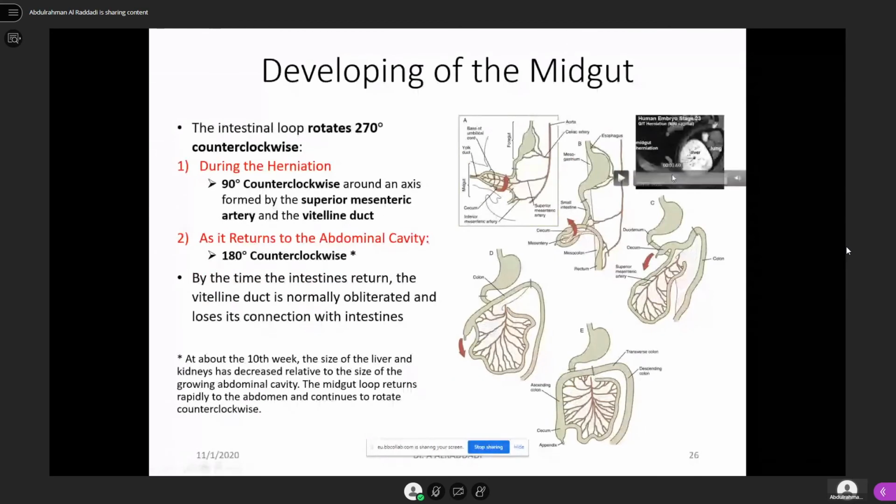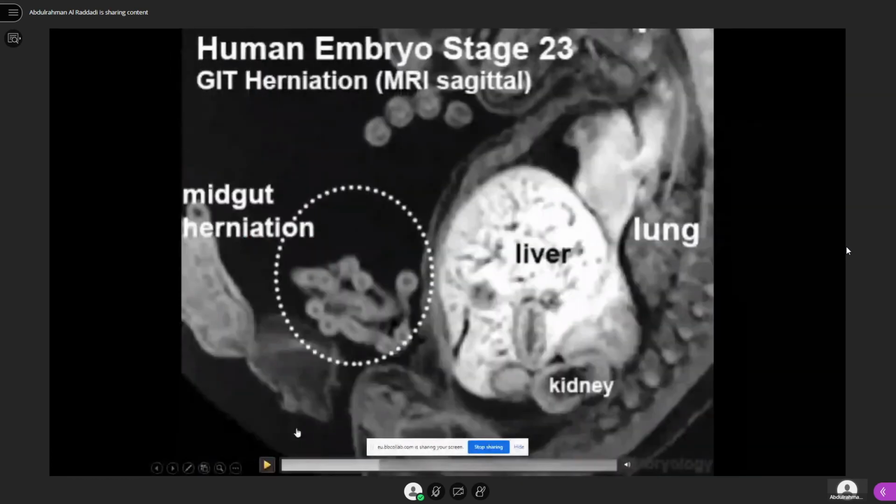Here you can see the developing of the midgut and the herniation process, the herniation of the midgut to the yolk sac. So here we can see this is the liver. You can see the size of the liver and kidney, and here we have a small lung. Okay, for that, this is the abdominal cavity. So we have a small abdominal cavity, and this leads to push the midgut to herniate outside of the body to extend and then back.